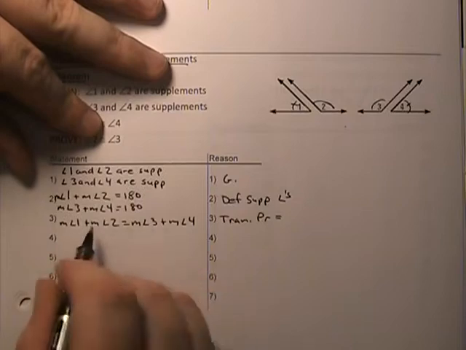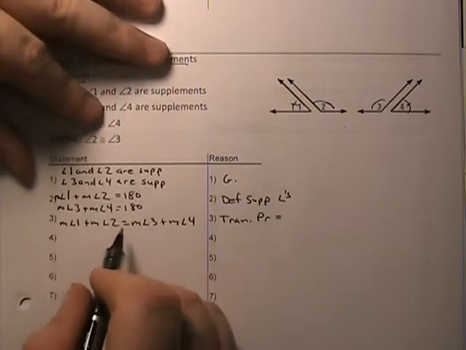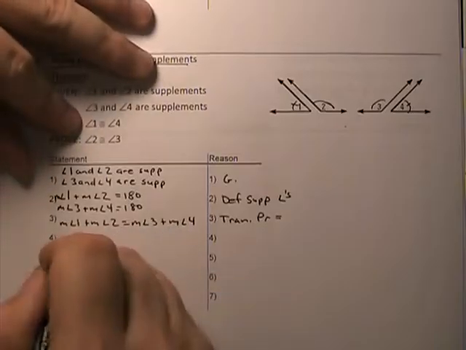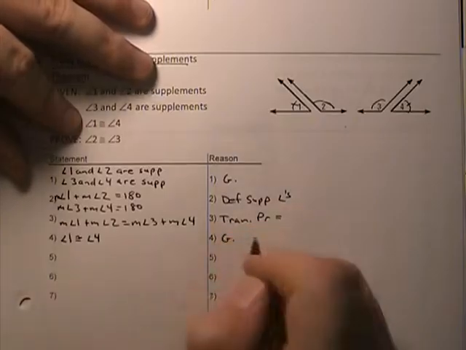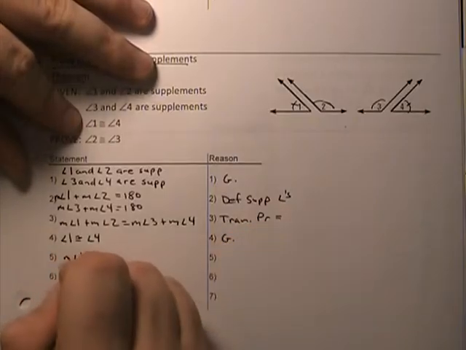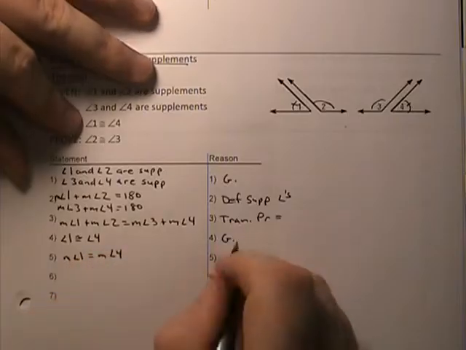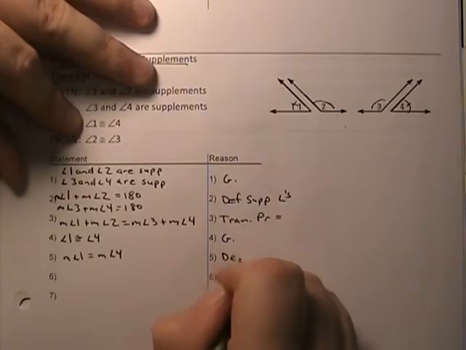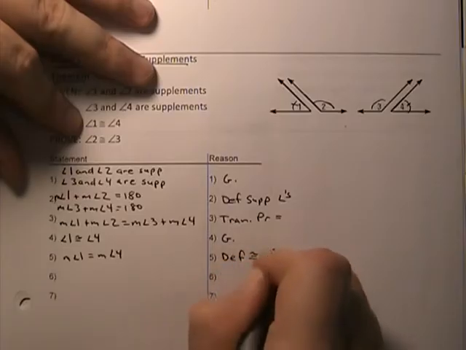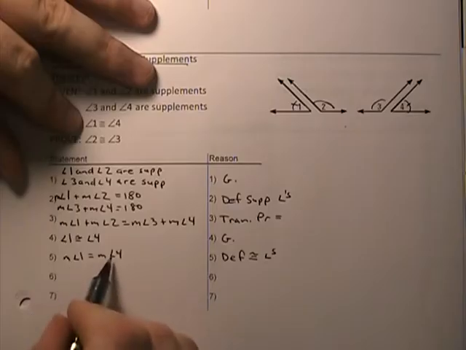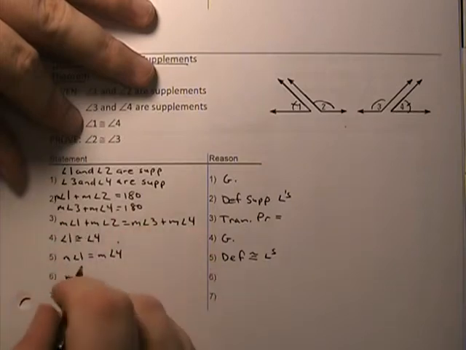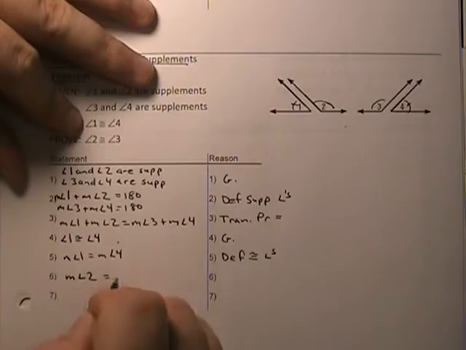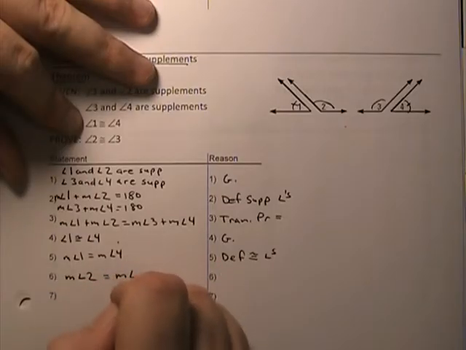Okay, so that's got us so far. I want to show the 2 and 3, so I'd like to get rid of 1 and 4. Right here in our given it says that angle 1 is congruent to angle 4. That's given. That means my measure of angle 1 equals my measure of angle 4. And that's a definition of congruent angles. And I can subtract equals from equals. So if I subtract this from both sides, I get measure of angle 2 equals measure of angle 3.